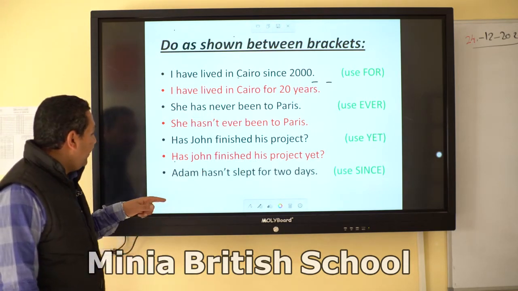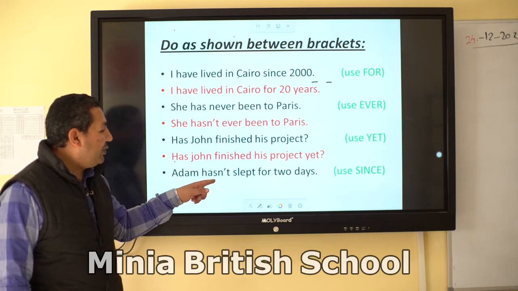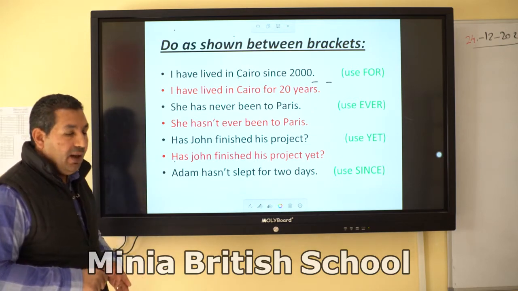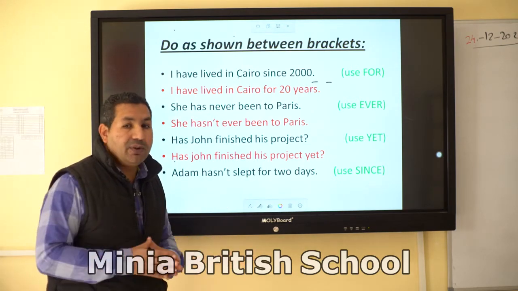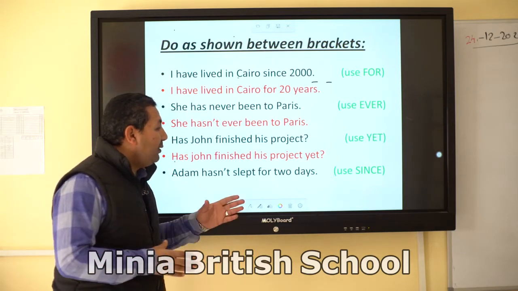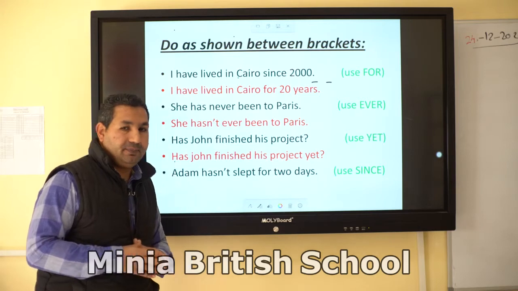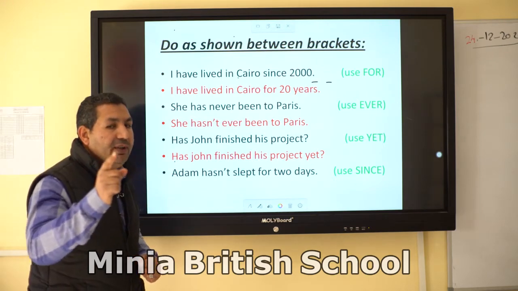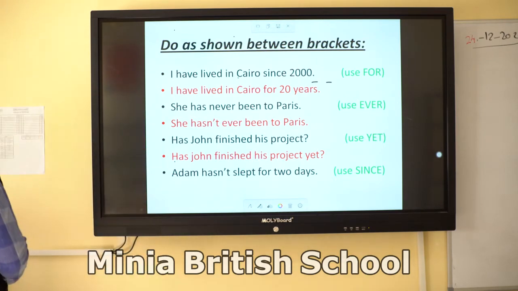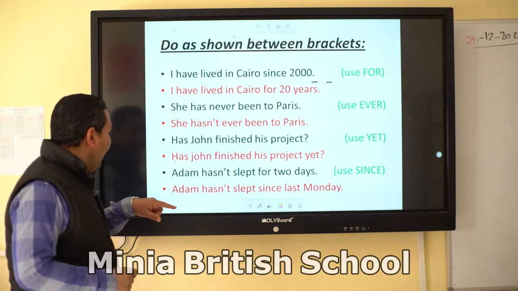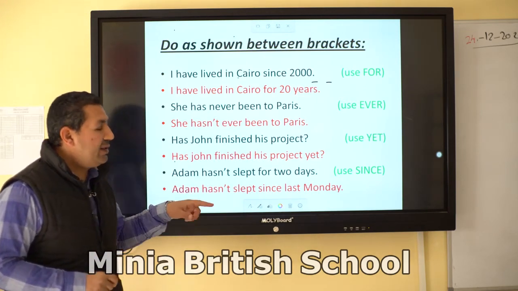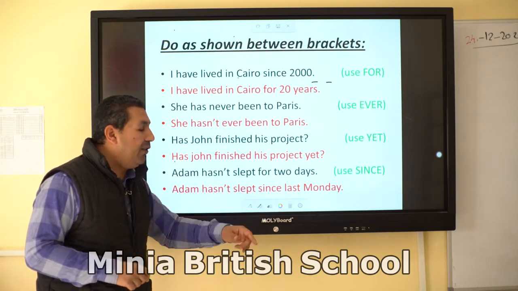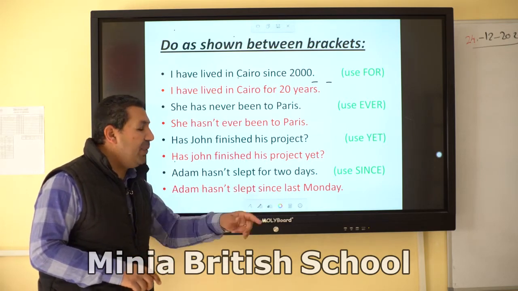Our last example. Adam hasn't slept for 2 days. With for, we use the duration or the period of the verb. But we want to use since. If we use since, we must mention the starting point of the verb. Let's see. Adam hasn't slept since last Monday. So we mentioned the starting point of the verb, which was last Monday.